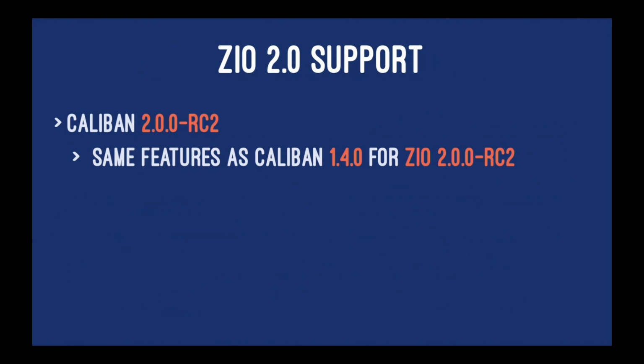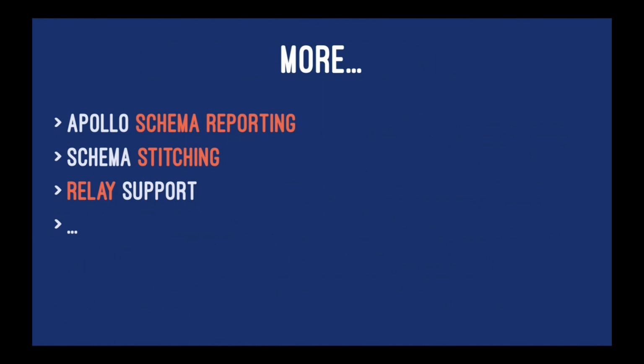Okay, something cool that recently came up, ZIO 2.0 support. There is a Caliban 2.0 RC1 for ZIO 2.0 RC1, and now there is an RC2 as well for ZIO 2.0 RC2. It has all the features that the latest Caliban release has, 1.4, except that ZIO and all of the dependencies are on ZIO 2. And there is more that I don't have time to present today, but we also recently added support for Apollo schema reporting, schema stitching. There is some Relay support that was added as well recently, and a lot of things. The core is not moving that much. It's very stable, but there is a lot of support for plugins and so on that is added frequently.